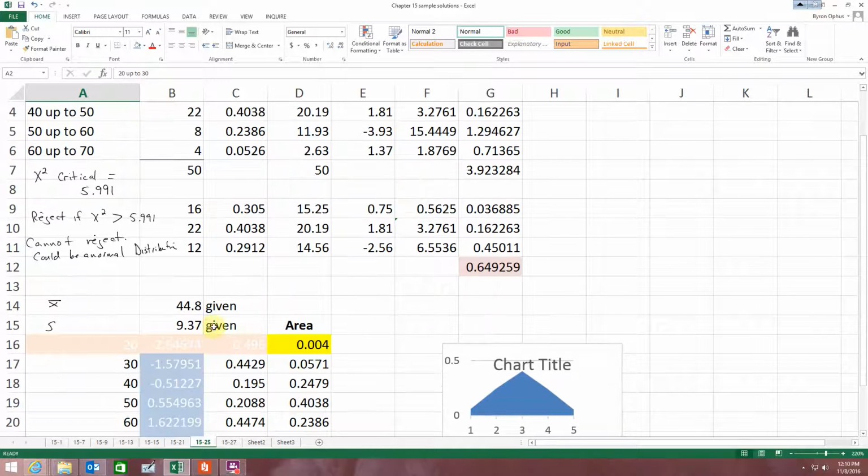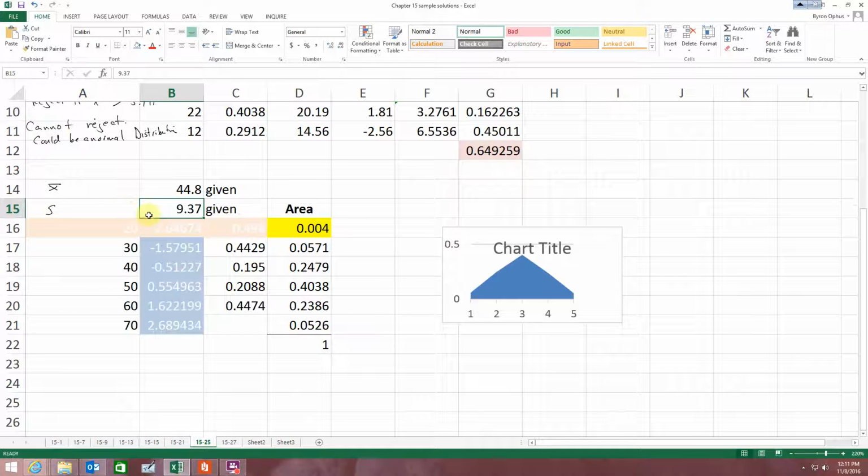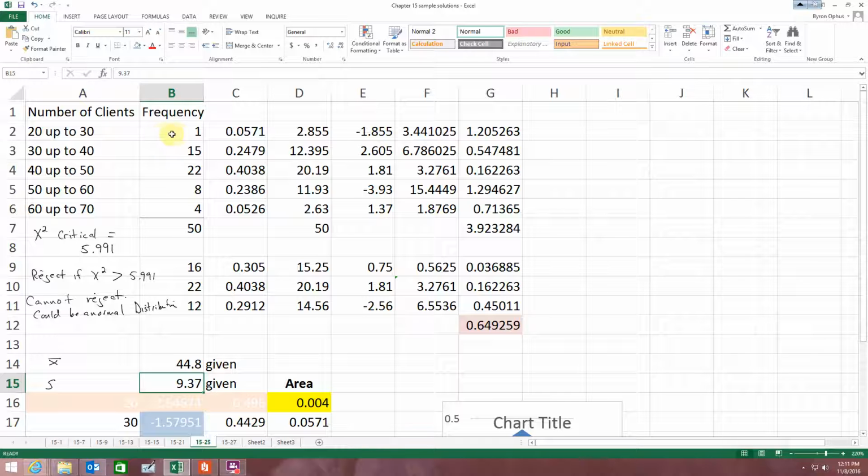So look at our formula, and we have to put in a few things that are given to us. In this case, our mean is 44.8, and our sample standard deviation is 9.37. Those are given in the problem, and I believe they're given in your problem as well. Again, we're going to go to 20 first, because even though one happened between 20 and 30, in a normal distribution there is a probability that some would be less than 20. There is that probability that there might be an accountant that has less than 20 clients.